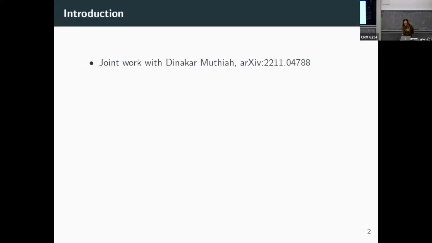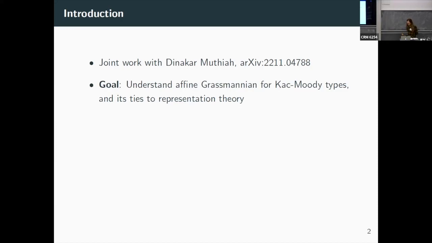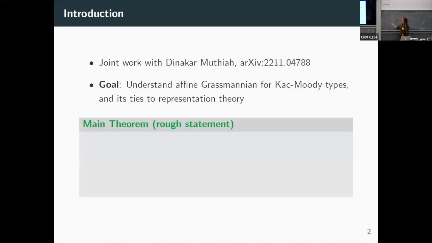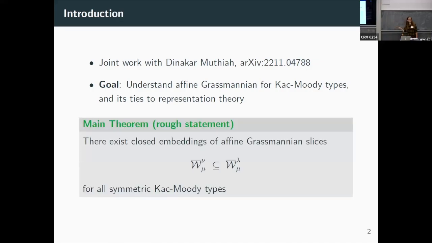I'm going to tell you about some joint work that I have with Dinakar Muthiah. It's on the archive last year, but the idea here, maybe totally different from the talks this morning, is geometric representation theory, trying to use geometry to understand representation theory. In particular, here we want to talk about the Affine Grassmannian, and specifically, a Kac-Moody Affine Grassmannian. So that's the headline. Here's a rough statement, just to introduce a little bit of notation.